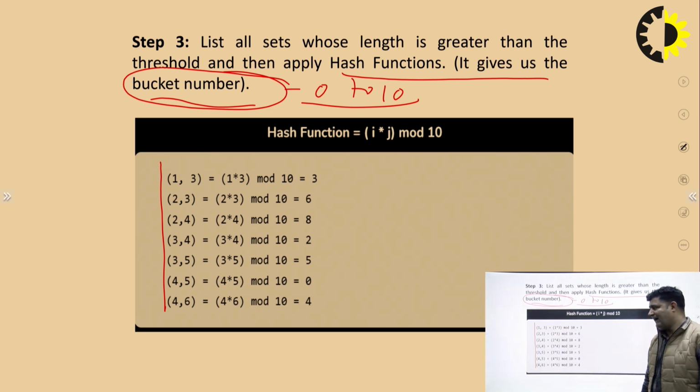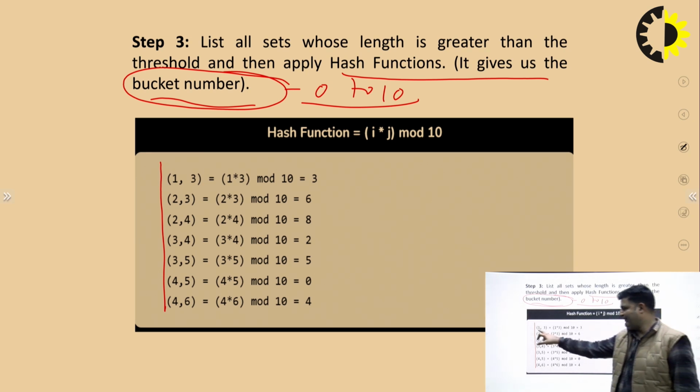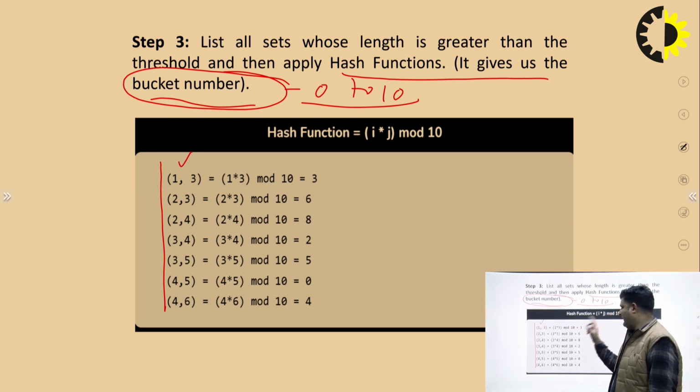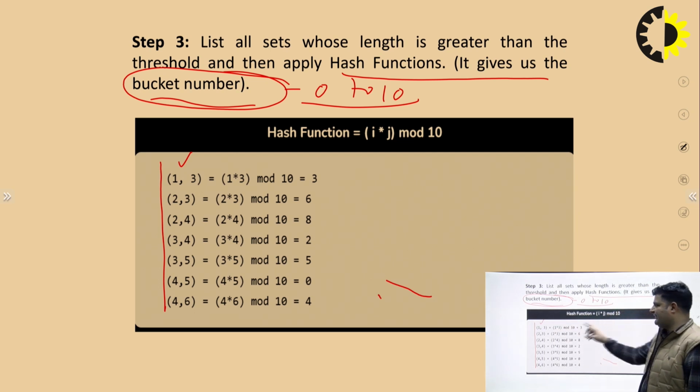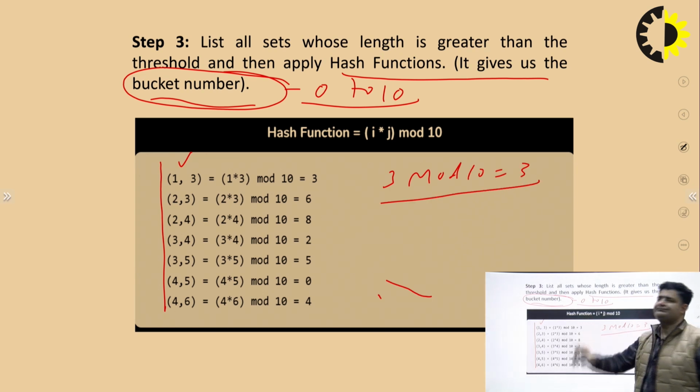So the first item is 1 3 from the pairs, whose value is the threshold value 3 or more than 3. Then we use the hash function, as mentioned in the problem. The value of the hash function is (i times j) mod 10. So we simply apply this, where i equals 1 and j equals 3. Then i times j is 3, and 3 mod 10 gives the answer 3.